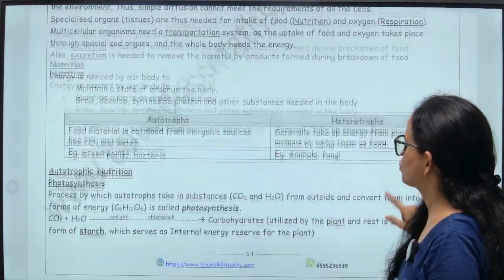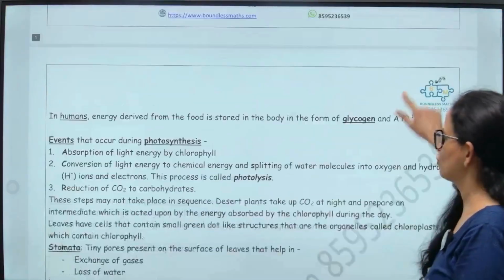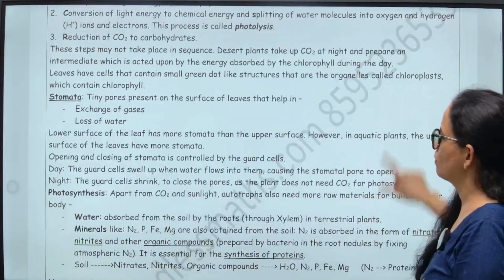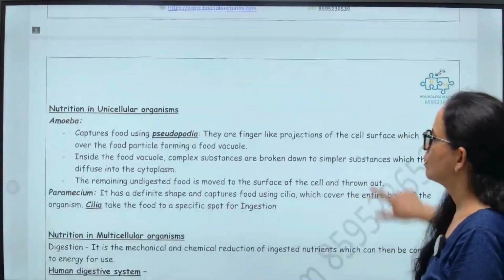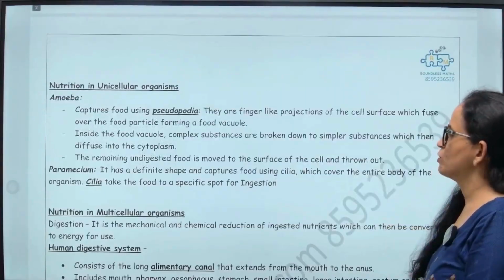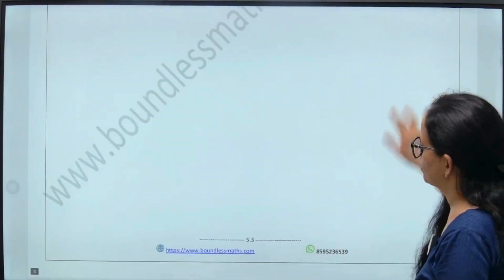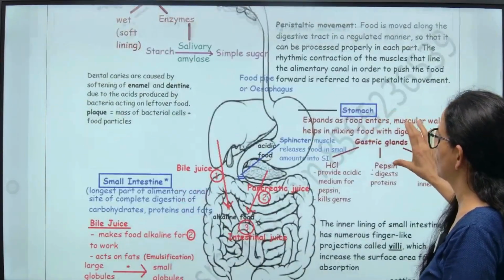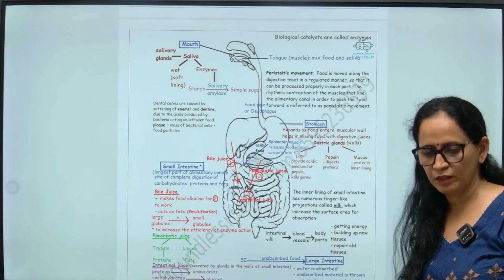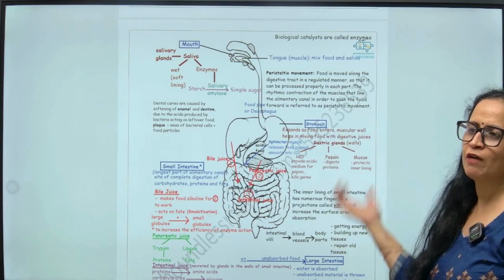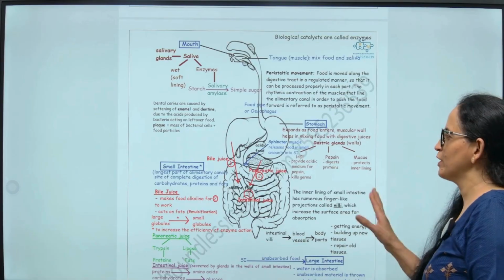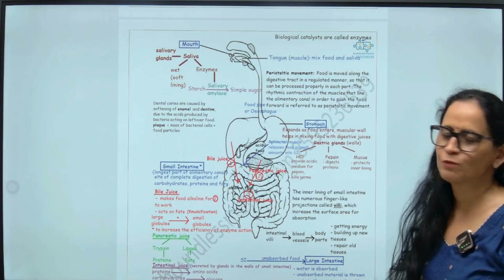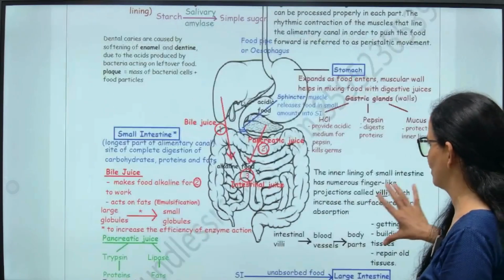So in nutrition, we talked about autotrophic, heterotrophic nutrition. Then we talked about the steps involved in the photosynthesis process, and then we talked about nutrition in unicellular organisms, followed by the human digestive system, where we talk about the entire nutrition process in one go like a story. I hope you have narrated the story to your friends or to your parents and done a quick recap of the entire nutrition process in one go, just like a story, right?